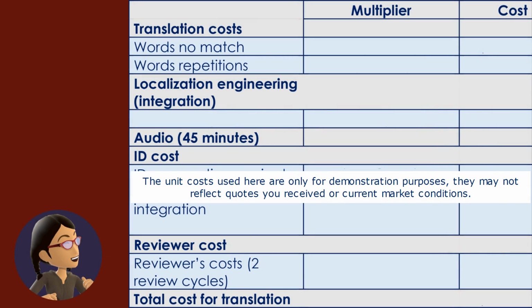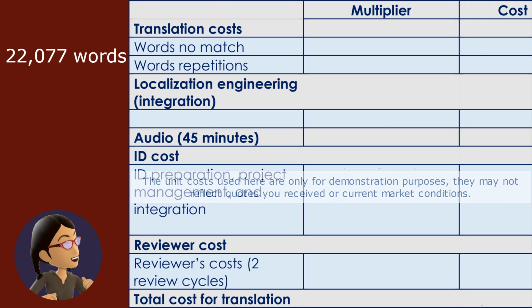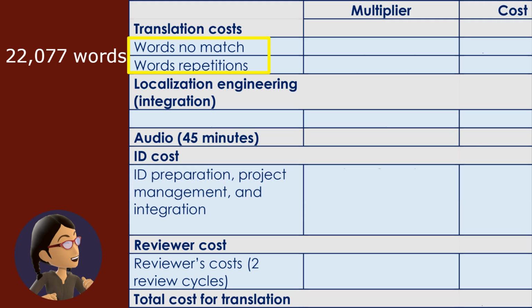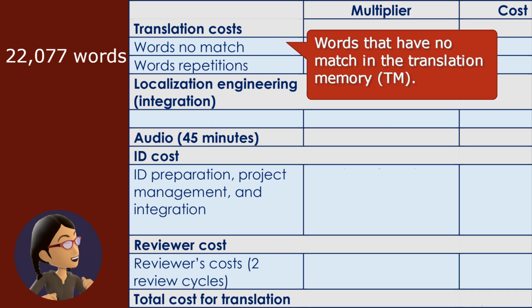Now let's take the same project and see what it will cost using a translation service. Remember, this project had 22,077 words. The first two rows of this table are labeled Words No Match and Words Repetitions. The first row, Words No Match, are words that have no match in the translation memory, TM. Remember, we populated this memory from the glossary you provided to the translation vendor.